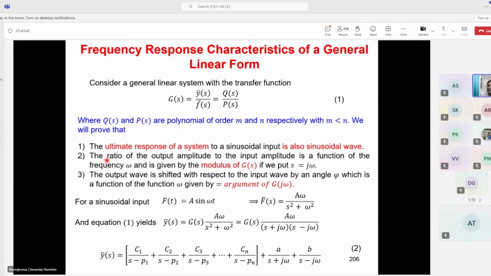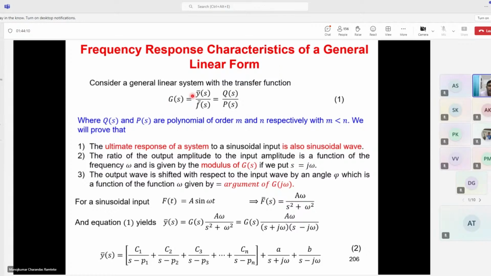Second thing is the amplitude ratio. The amplitude ratio of the process should be equal to the modulus of G(s) by substituting s by j omega. This is the second result we have to prove. And the third result is the phase angle of the process, which is given by the phase angle of G(j omega). This is what we have to prove on a generalized transfer function.